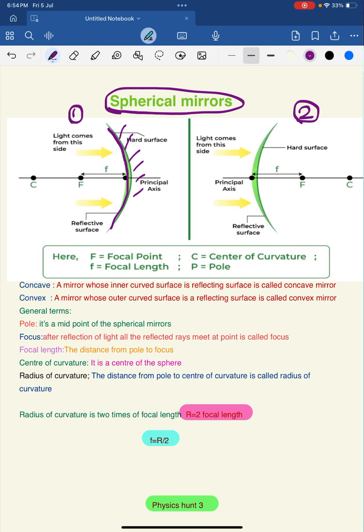Say for example, when a ray of light which is directly incident on the concave mirror, after reflection, the reflected ray is directly passing through the focus. Suppose when another ray of light is directly incident on the concave mirror, again the reflection takes place, the reflected ray directly passes through the focus. So by seeing this diagram we can understand after reflection the reflected rays are meeting at point F, right? Meeting at point focus. So we can say that concave mirror is the convergent mirror. All the reflected rays coincide at a particular point.